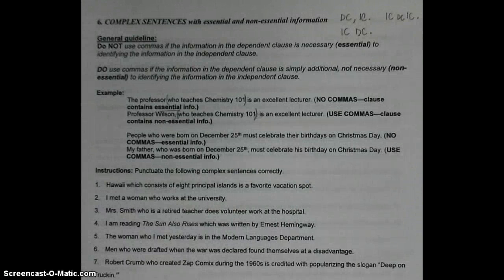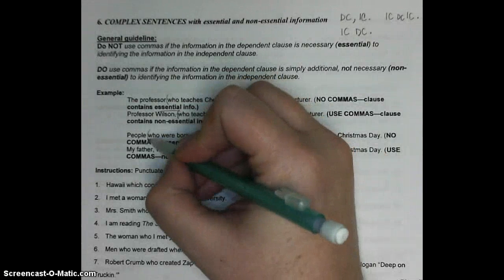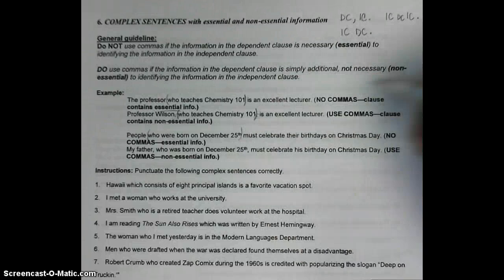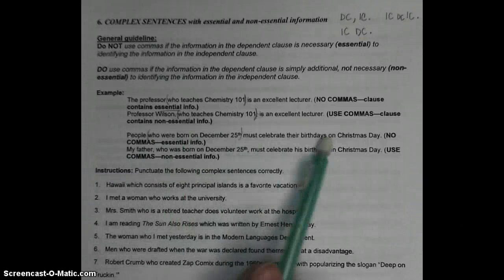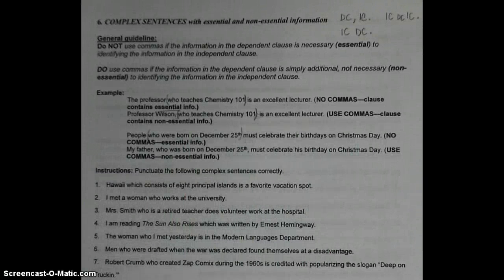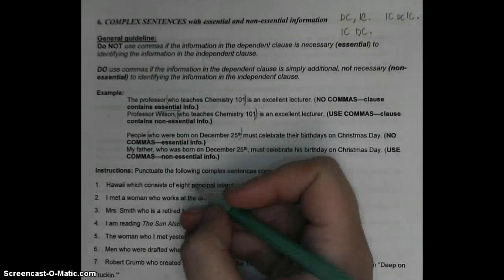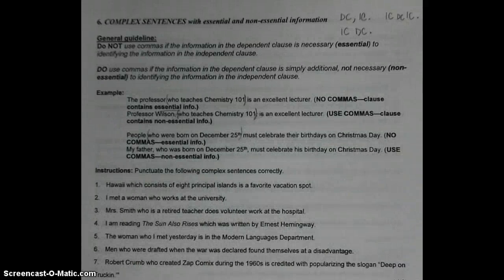Second example, people who were born on December 25th must celebrate their birthdays on Christmas Day. Here's my dependent clause. Who were born on December 25th. It's talking about which people must celebrate their birthdays on Christmas Day, and that's essential information. Otherwise, all I've got is people must celebrate their birthdays on Christmas Day. It doesn't make any sense. So no comma is necessary.